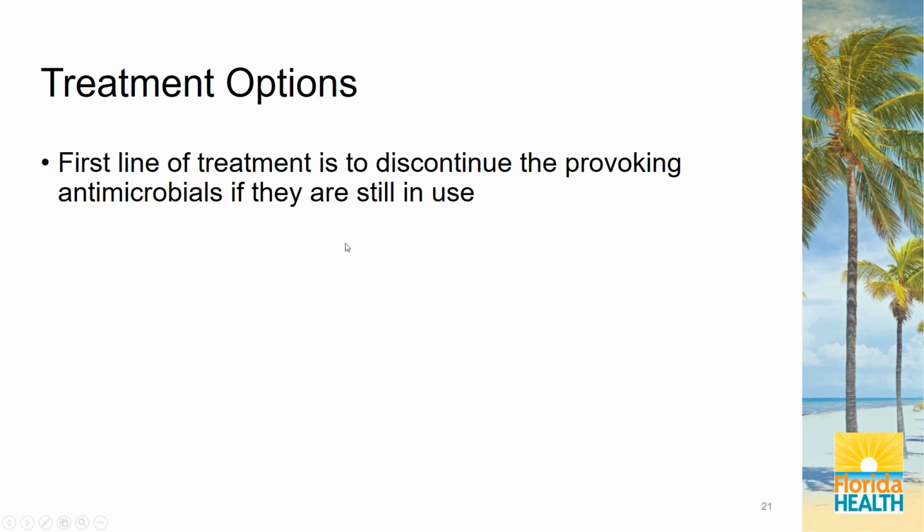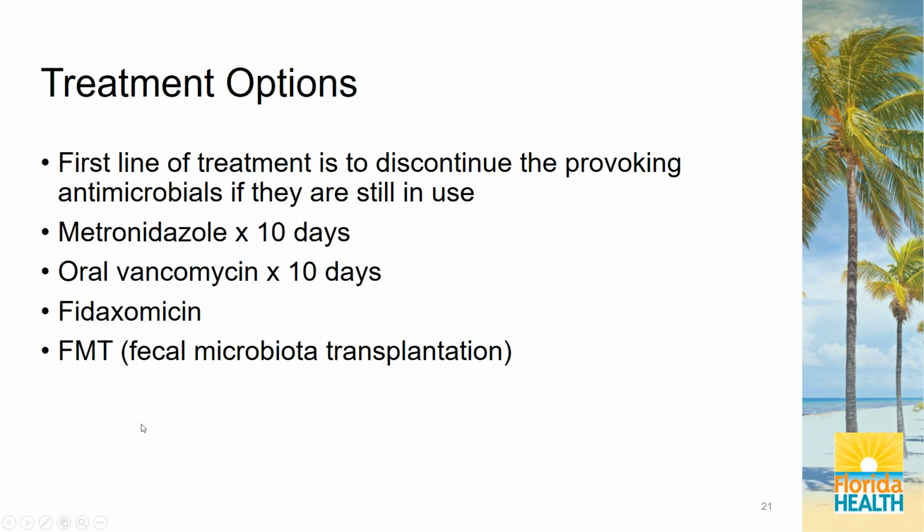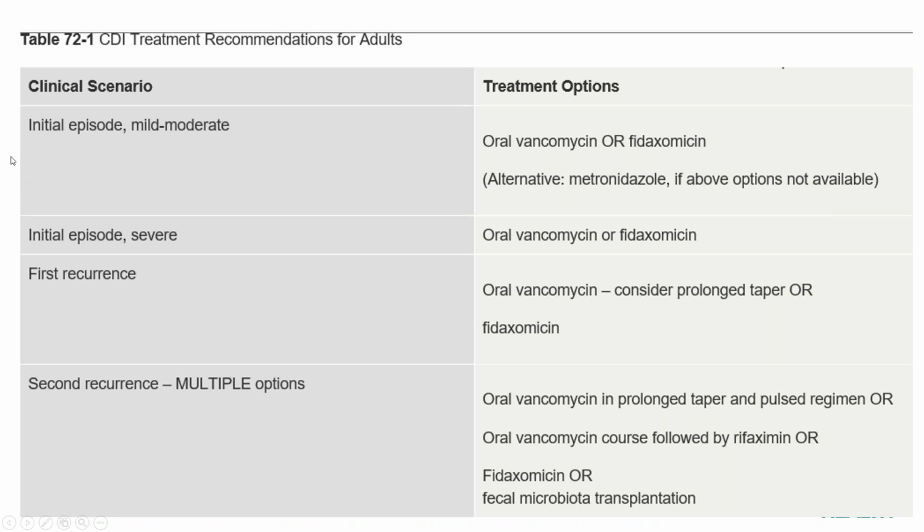And then we have some additional treatment options. We can do metronidazole for 10 days. We can do oral vanco for 10 days. I apologize, I'm not a pharmacist, but I'll try my best. Fidaxomicin, I apologize. And then FMT, which is fecal microbiota transplantation. So this is what we're dealing with. These are the treatment recommendations for adults in your APIC text, right? So this is what they're recommending as far as treatment.